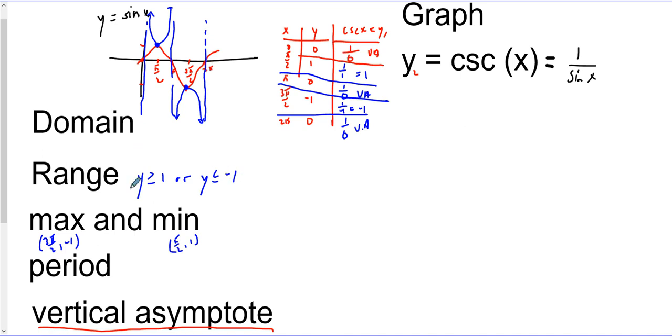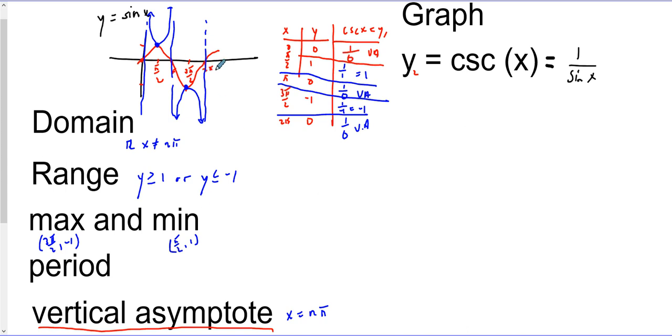The domain here is, well, we look at our vertical asymptotes, and you realize the vertical asymptotes are just like the cotangent vertical asymptotes, because that's where sine is 0. So for every pi unit, when x equals n pi, that's where we have a vertical asymptote, because that is when sine equals 0. When sine equals 0, you get undefined. So our domain is all reals except x can't equal pi or any multiple of pi. So that's the domain of the cosecant graph.